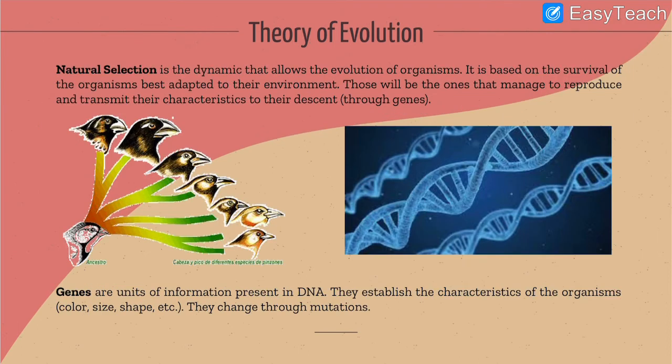Well, natural selection. I have already said that organisms evolve. This is the theory of evolution, because of natural selection. Natural selection is a dynamic, or a system, that allows evolution. Why do organisms evolve? Well, how to explain it? All the organisms, think about an animal, for example, in this example I have a bird.